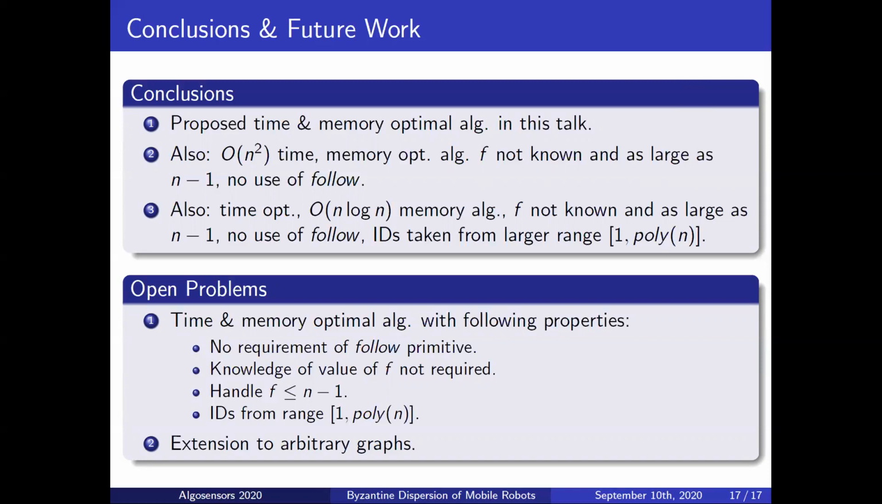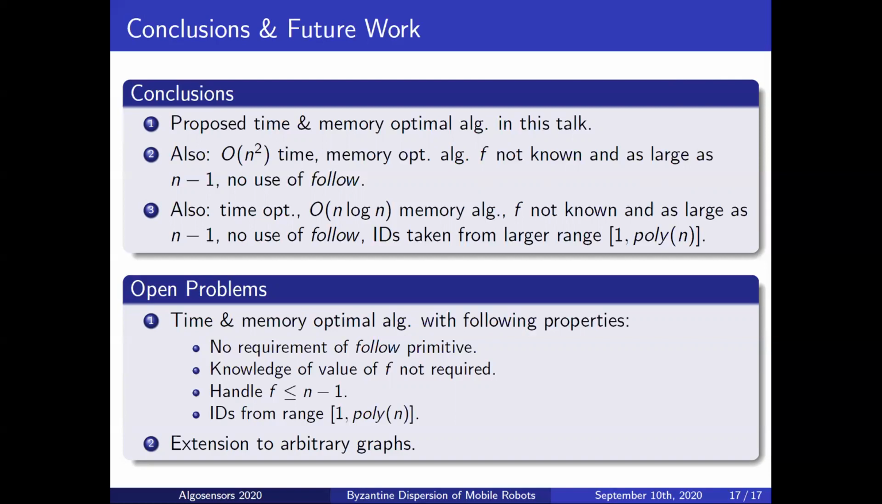We also have an algorithm which is time optimal, but memory blows up a little. And there, f doesn't have to be known, and it can be as large as n-1. We don't use follow, and the IDs are not restricted to this 1 to n range. It could be much larger, 1 to poly n.